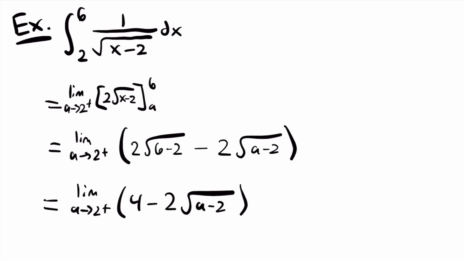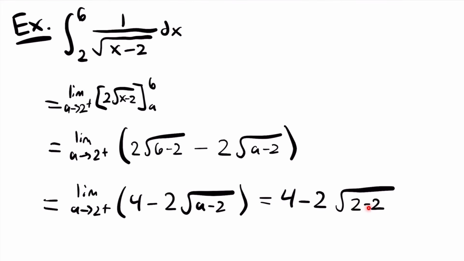If we have an undefined value somewhere, then we will have to take a look at values of a close to 2 from the right side. But I have a feeling that in this case, we are just going to be able to plug 2 right into this expression. And so if we do that, this will be equal to 4 minus 2 times the square root of 2 minus 2.